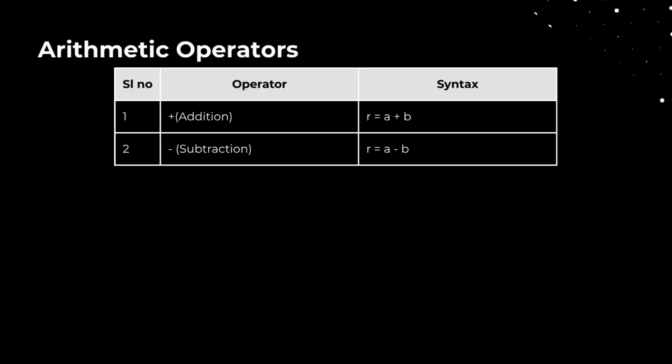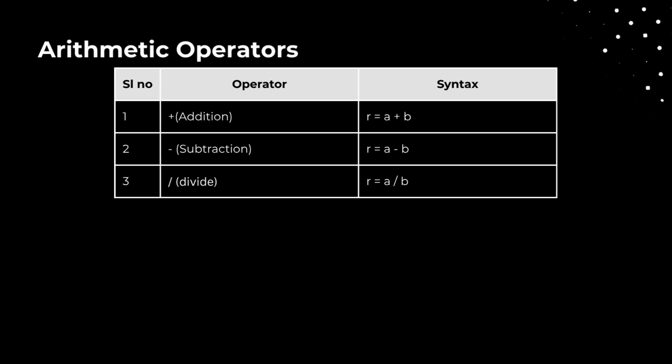For subtraction, the syntax is R = A - B. This operator is used to subtract the second operand from the first operand. If the first operand is less than the second operand, the value results negative. For example, if A is equal to 20, B is equal to 5, then A - B is equal to 20 - 5, which is equal to 15.